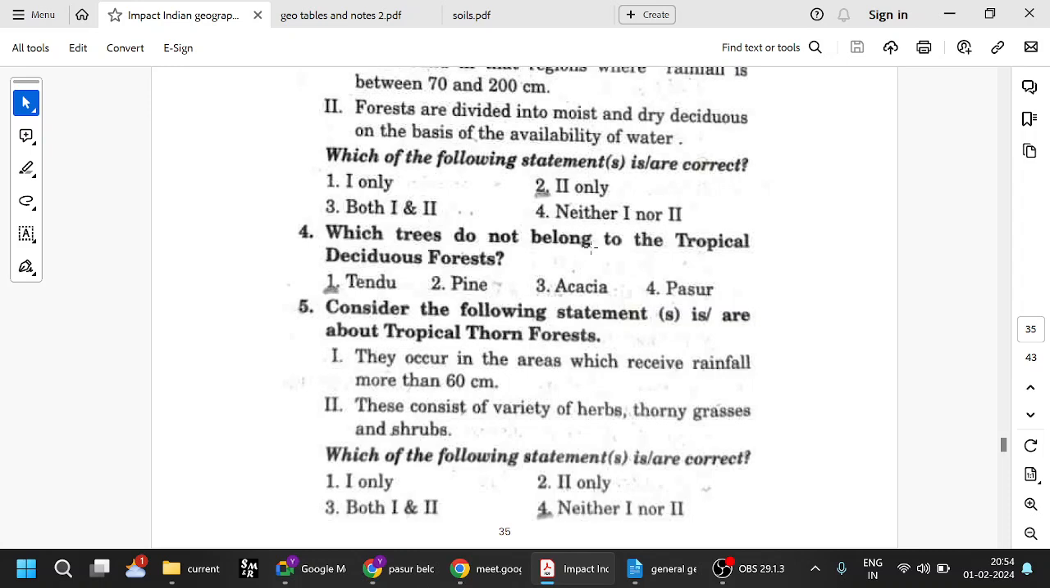So which trees do not belong to the tropical deciduous forest? So you can literally say all these. So I think the question is which trees belong to the tropical deciduous forest? So Tendu is the answer in that case. Which of the following trees belong to tropical deciduous? Tendu, oak, birch, etc. All those things which we've seen. And pine is coniferous, acacia, cactus, etc. desert type of soils. Pasur is tidal forest. Okay, Pasur, etc. is tidal forest.